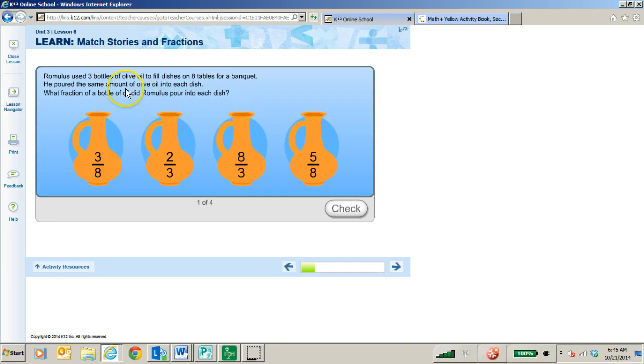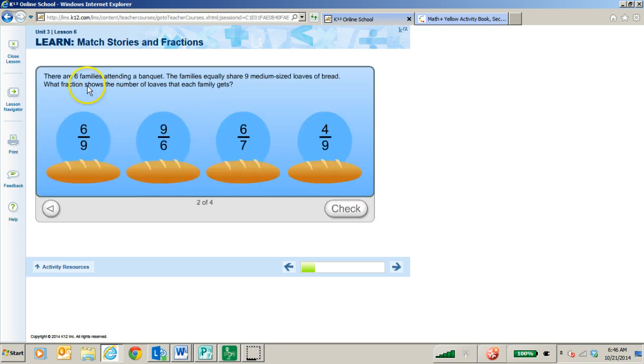Here's another example of how we can use word problems to demonstrate fraction division. It says Romulus used 3 bottles of olive oil, but he divided it among 8 tables. So he has 3 divided by 8. The next one talks about 6 families attending a banquet. The families equally shared 9 loaves. So there are 9 loaves, but we have to share them among 6 families. So we have 9 shared by 6. It looks like there are more loaves than there are families.